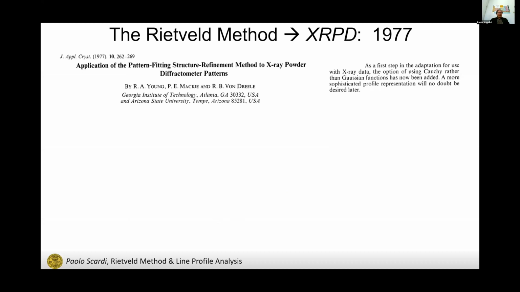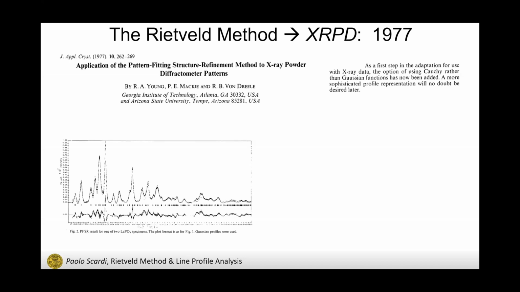As you see, a more sophisticated profile representation will no doubt be desired later. But at that time, the concern was just on the collection of integrated intensities. So as you can see, the profile was not so well modeled at that time. Okay. So as you see, Gaussian profiles fall off too rapidly and Cauchy too slowly. So they were aware that something was not working well.